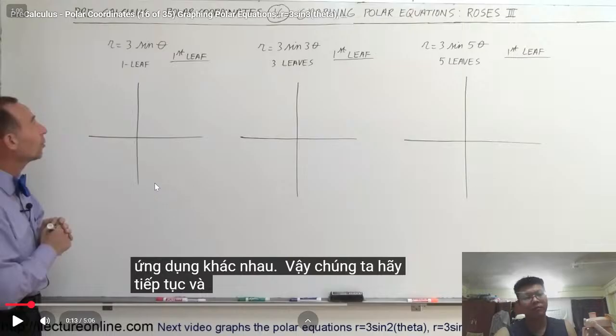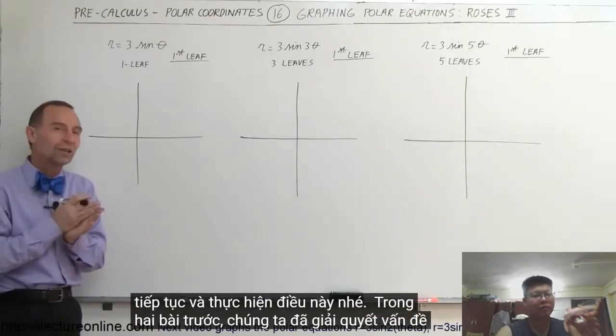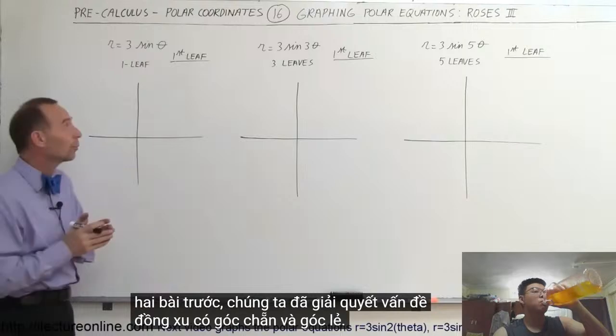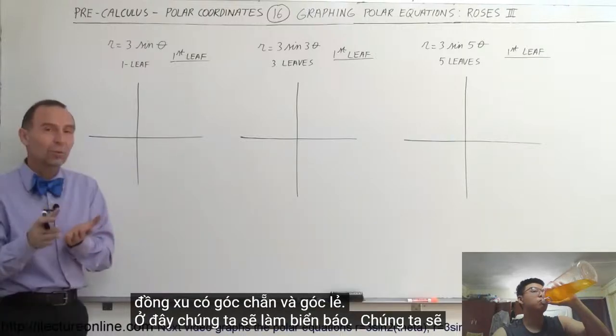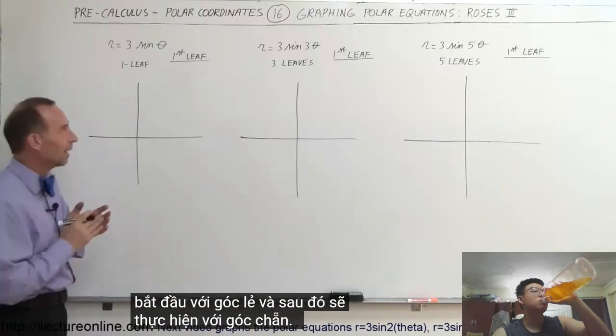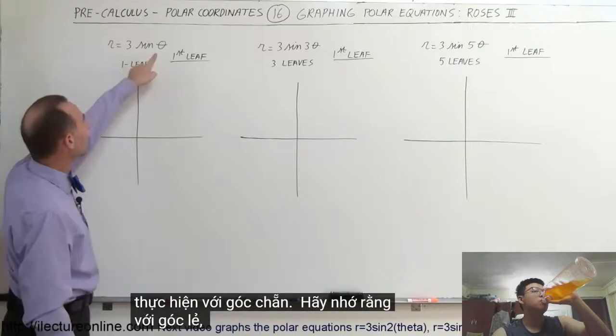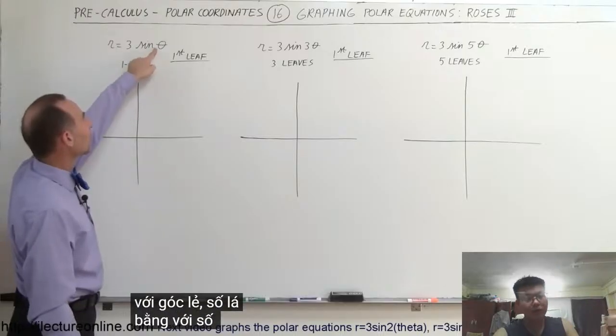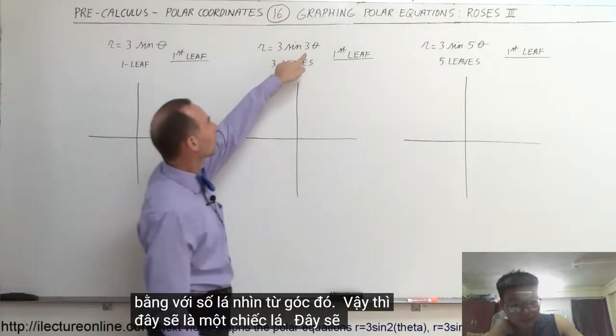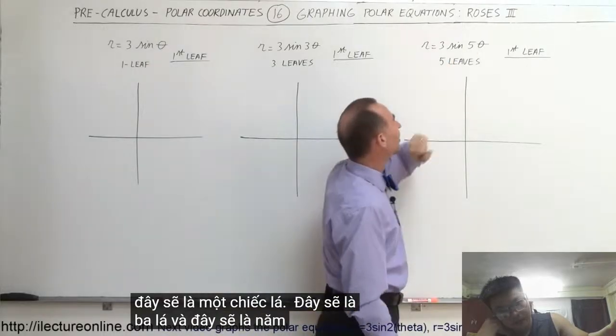Now, in the previous two, we dealt with the cosine of an angle, both even and odd angles. Here we're going to do the sine. We'll start with the odd angle, and then we'll do the even angle after that. Remember, with the odd angle, the number of leaves equals the number from the angle. So this would be 1 leaf, this would be 3 leaves, and this would be 5 leaves.